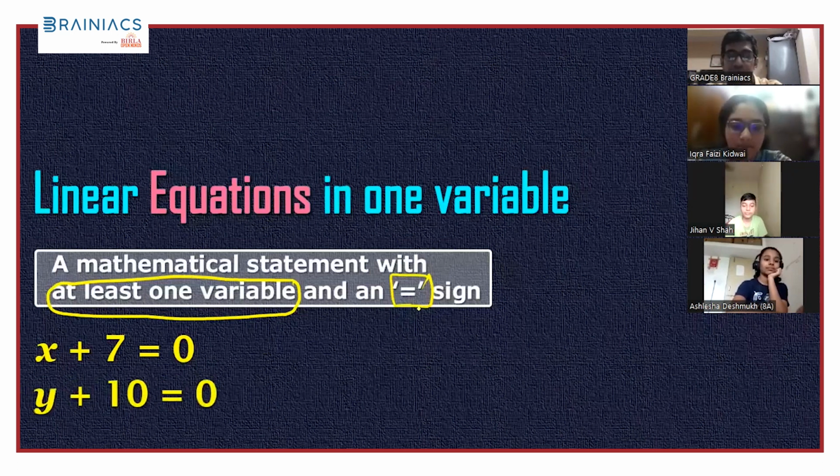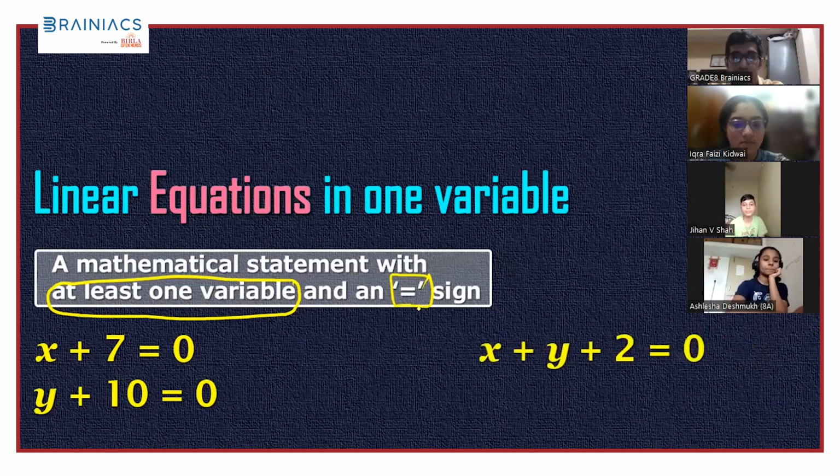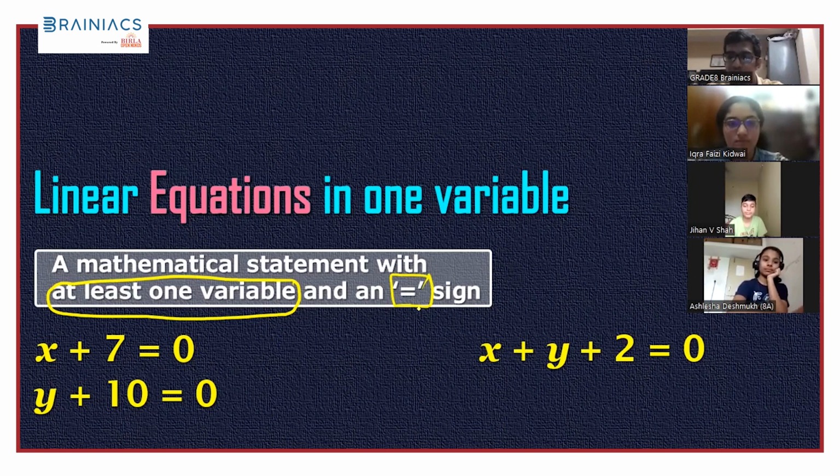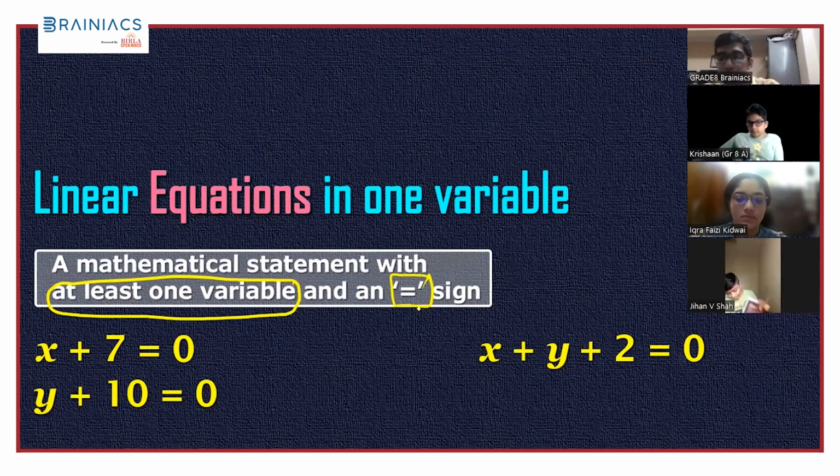Okay. Is this an equation? The second one? Yes. We have a variable which is y and we have an equal to sign, right? So that is an equation. This one? Yes, sir. But how many variables are there in this equation? Two variables. I told you, at least one means what? Minimum one, or more than one is also okay. It can be two variables, it can be three variables, it can be n number of variables, right?